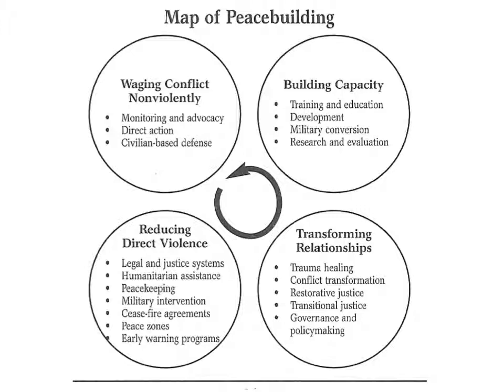A different way of looking at the areas of work is to start by building capacity: there is training work, there's conversion, there's research work. Then there's waging conflict non-violently, the idea of non-violent social change, including advocacy, civilian-based defence or civilian-based peacekeeping. And if we're going to reduce direct violence, we've got peacekeeping, ceasefire agreements, peace zones, and early warning programmes. Early warning and early response is now a key component, but we really need to have that on the ground, and there are good examples from around the world where people are trying to have an early response component to early warning.